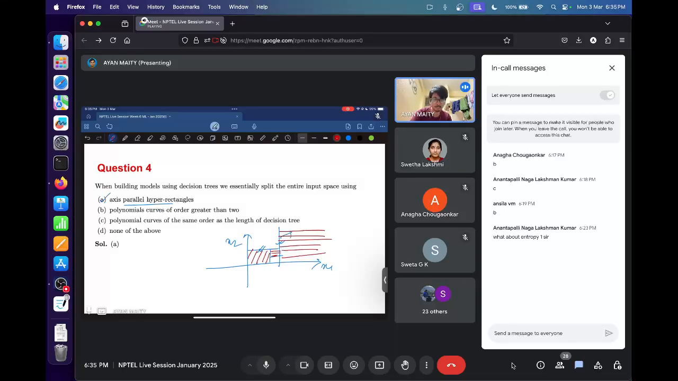So each branching is one axis parallel straight line, but there are multiple such branchings that happen, so it doesn't become a linear decision boundary. In case of linear regression and also logistic regression, there is only one decision boundary that is linear. In case of decision trees, there are multiple such linear boundaries, so the final decision boundary is not a linear decision boundary, so the decision tree is not a linear classifier because of that.